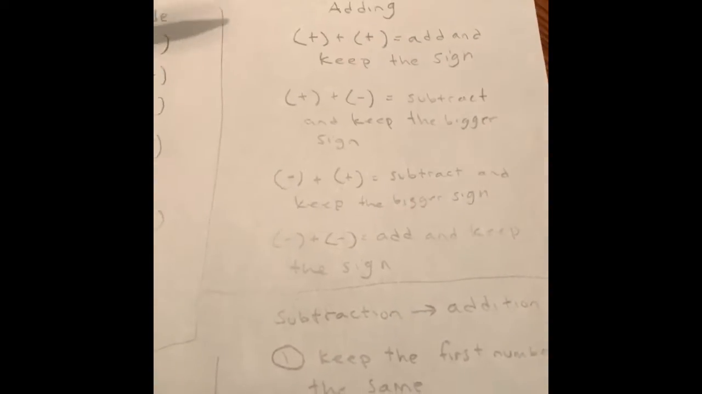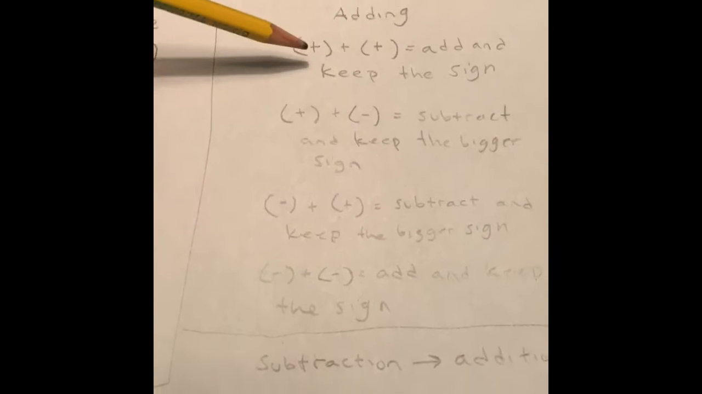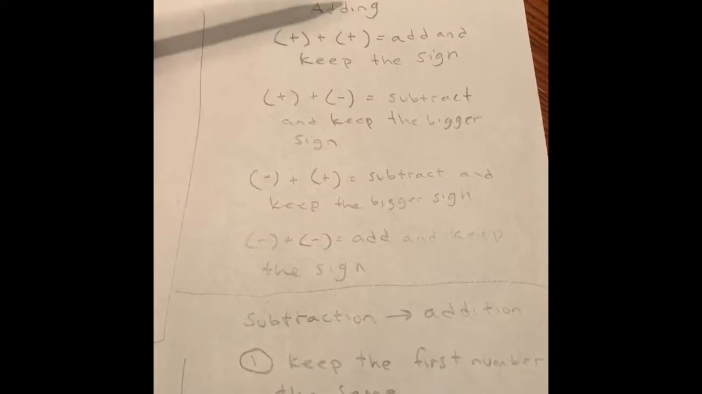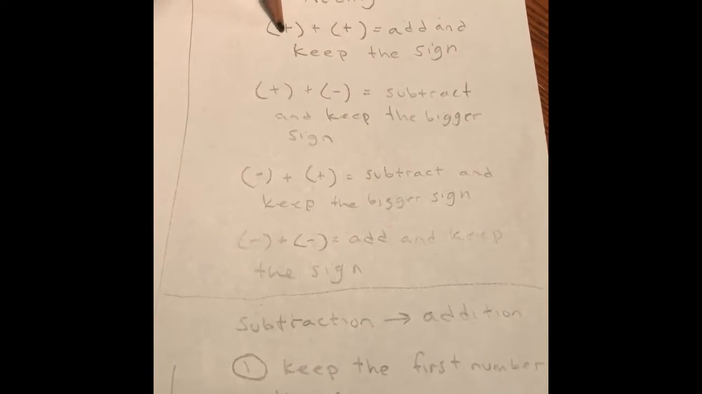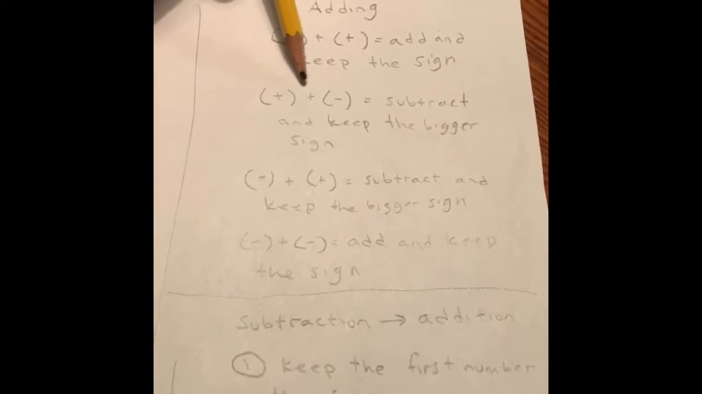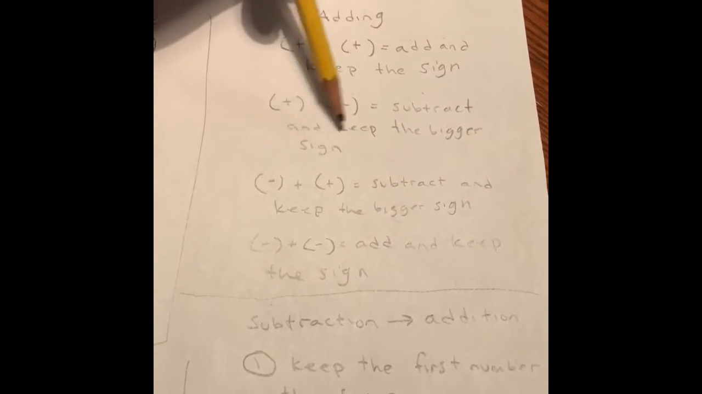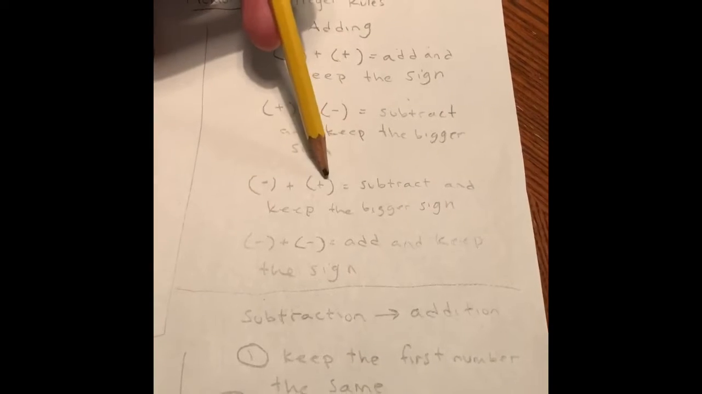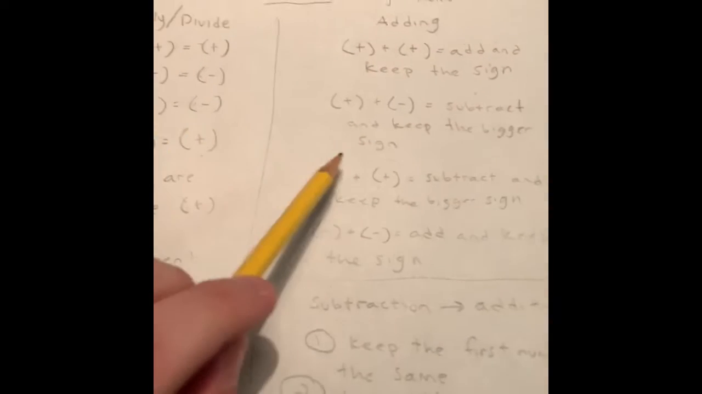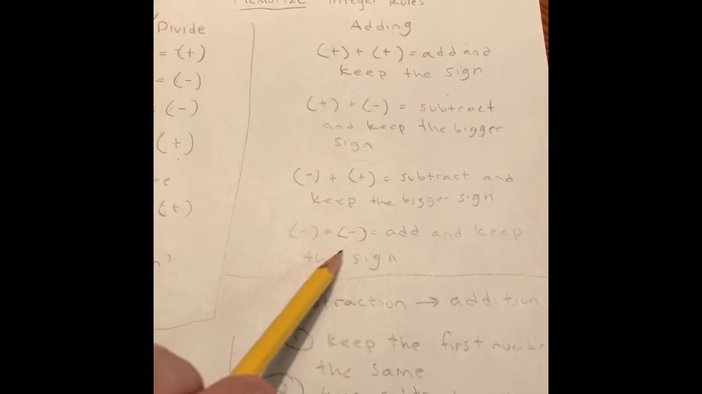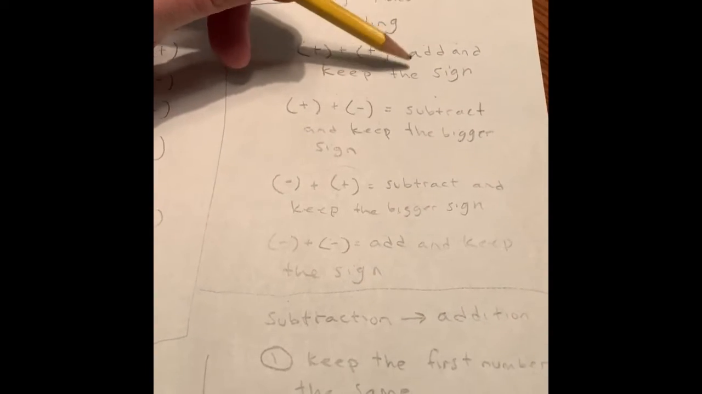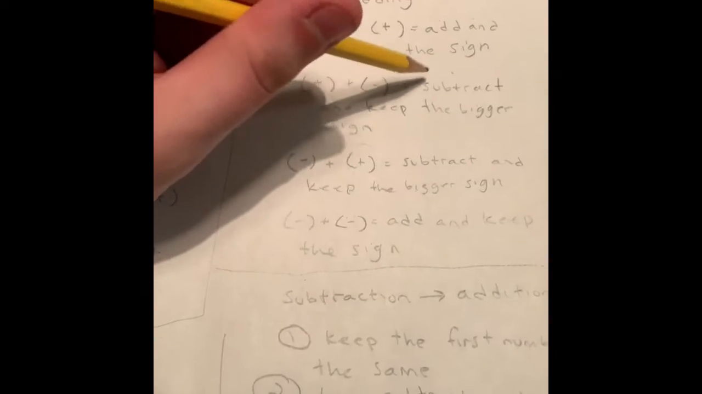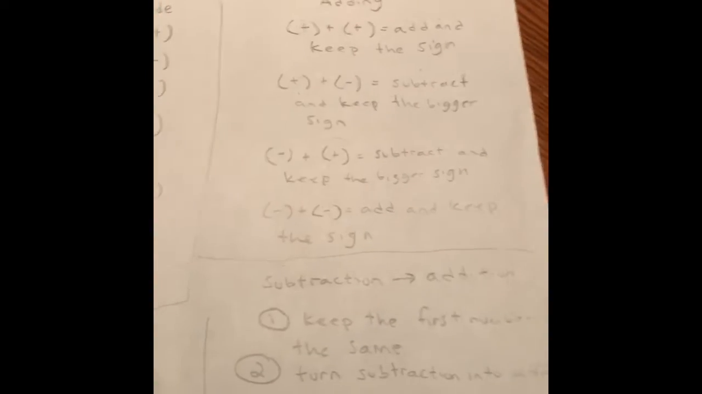So over here, we have our adding rules, and it's very important not to mix these up. So a positive plus a positive, what we would do is we would add the numbers together and keep the sign. And in that case, the sign that we have is a positive. Positive plus a negative, subtract and keep the bigger sign. Negative plus a positive is the same thing. And lastly, negative plus negative, add and keep the sign. So once again, when they're the same, you're going to add and keep the sign. When they are different, you're going to subtract and take the bigger sign.